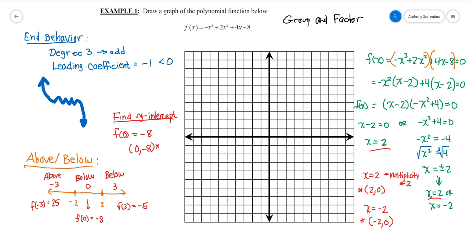The cool thing about doing this is it has also given me additional points that are on the graph, because this indicates that I have a point at 3, -5. This indicates that I have a point at -3, 25. So that has given me points on the graph. So with this information, I might actually have enough to plot this. Let's see what it looks like and determine if we need any more numbers.